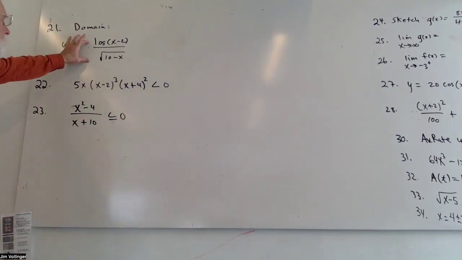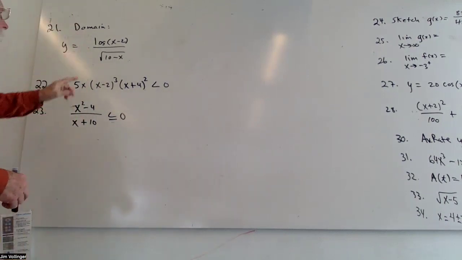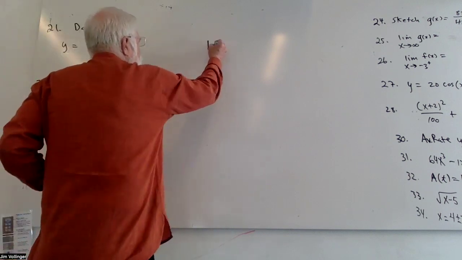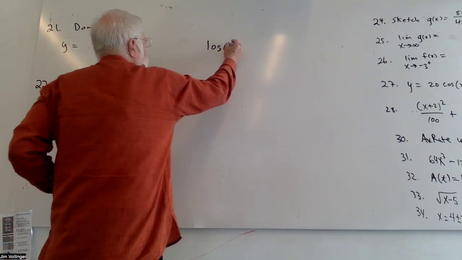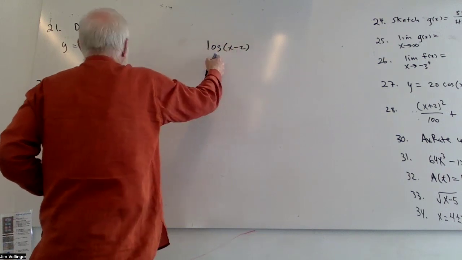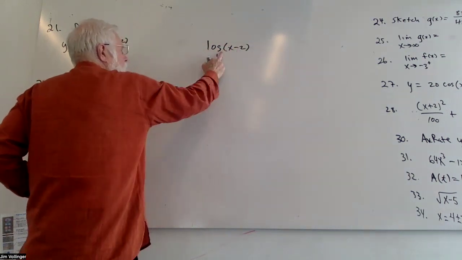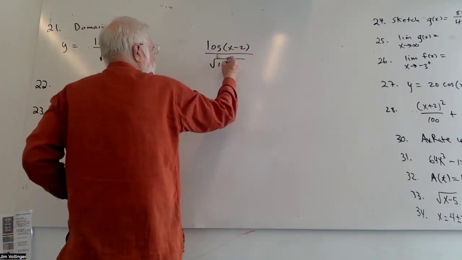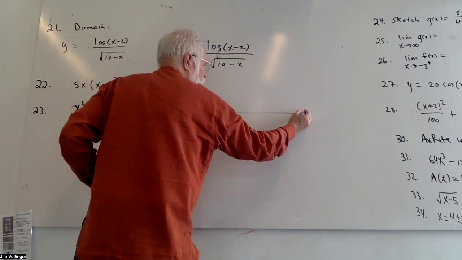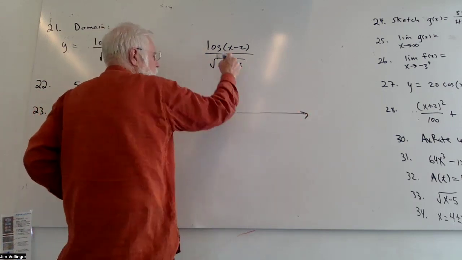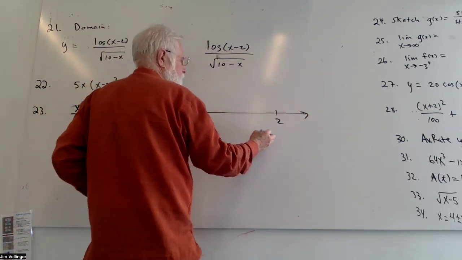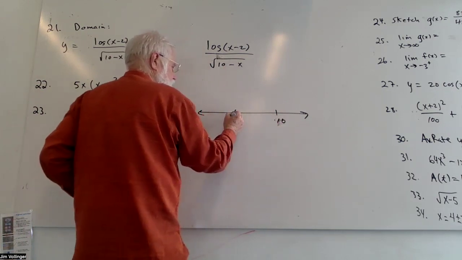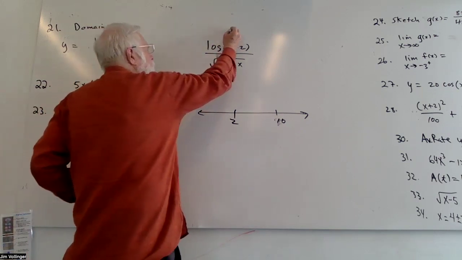All right, so we're going to start with the domain of this function, log(x minus 2) over the square root of (10 minus x), and we're going to use, let me put it right in front of us here, log(x minus 2). That's a common log. It's understood to be base 10, but we don't write it. And we're dividing by the square root of 10 minus x. So let's look at the critical numbers. The critical numbers are 2. Let's get that one to be 10. And 2. All right. 3 is not critical in this problem.